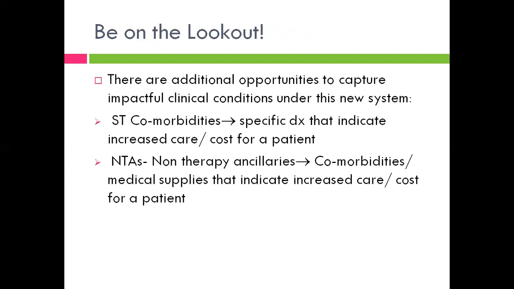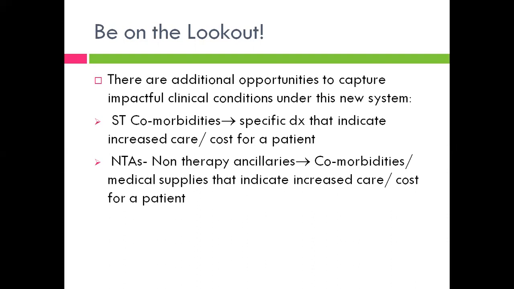We've got speech comorbidities, which are diagnoses that can indicate an increased care for that individual, therefore increased costs. And we have non-therapy ancillaries, which are either comorbidities or conditions or medical supplies that indicate increased care for that individual and increased cost. And CMS is finally going to improve reimbursement to the facilities for taking care of residents that have these comorbidities or clinical conditions.